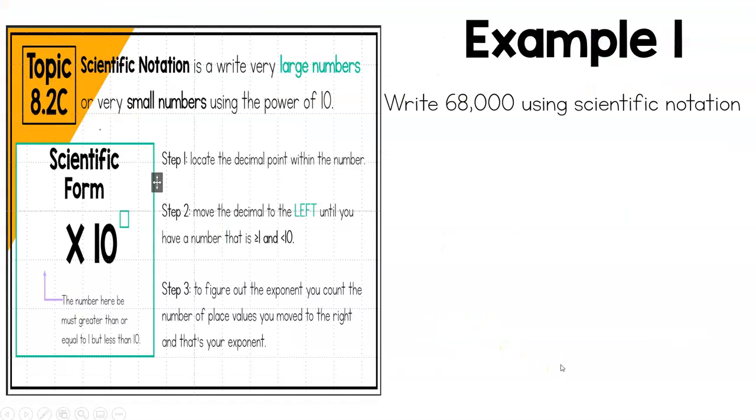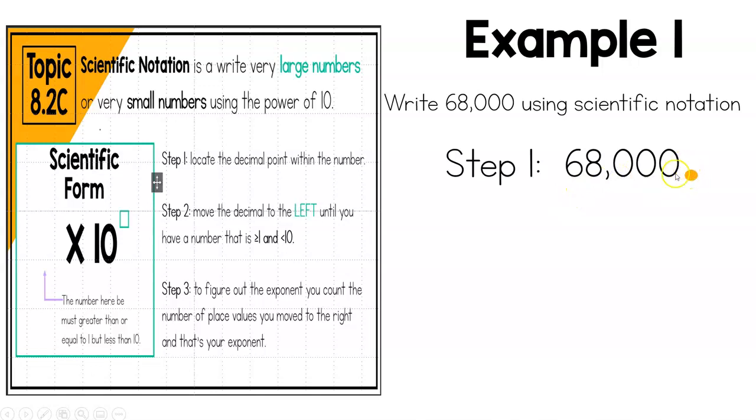Example number 1. We want to take 68,000 and write it using scientific notation. Our first step is to locate the decimal. Here's our number. Step 1, we locate the decimal.